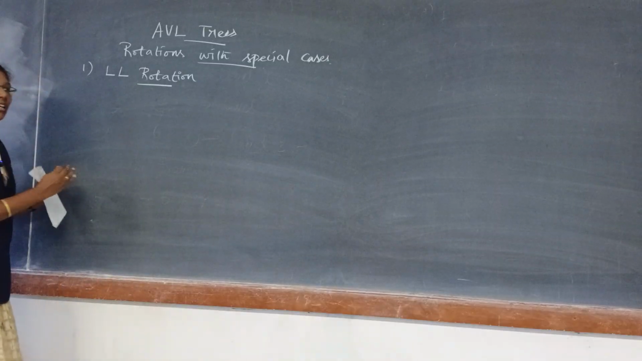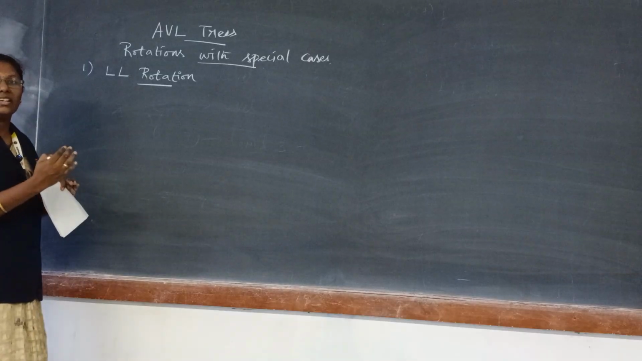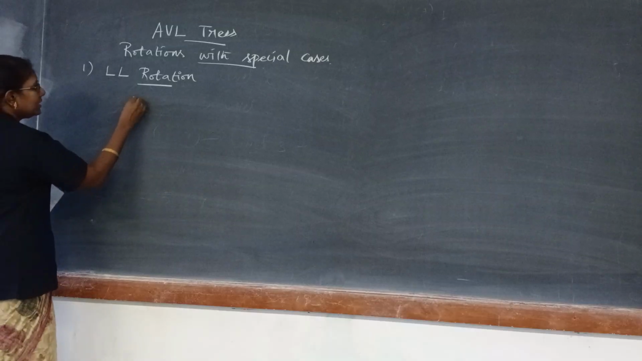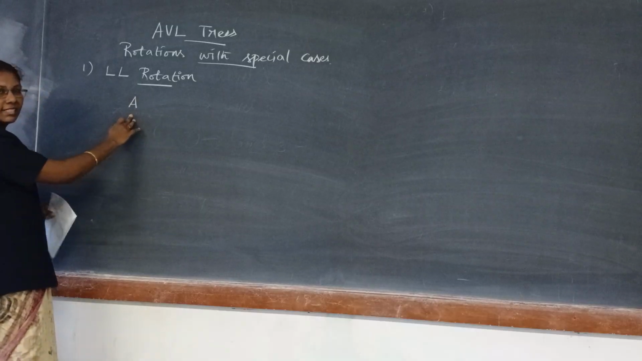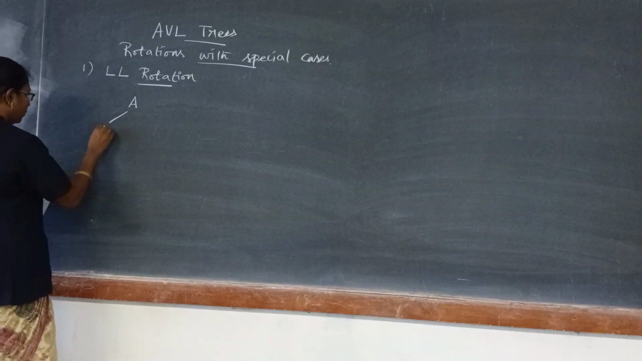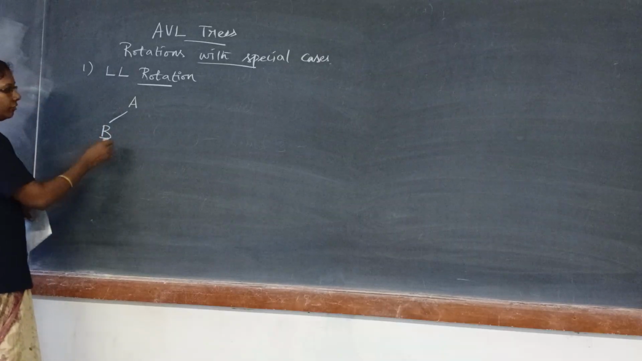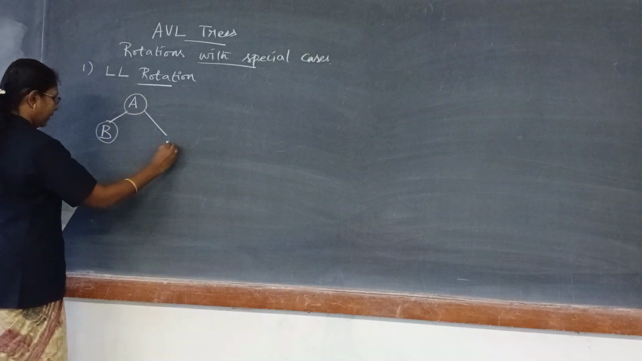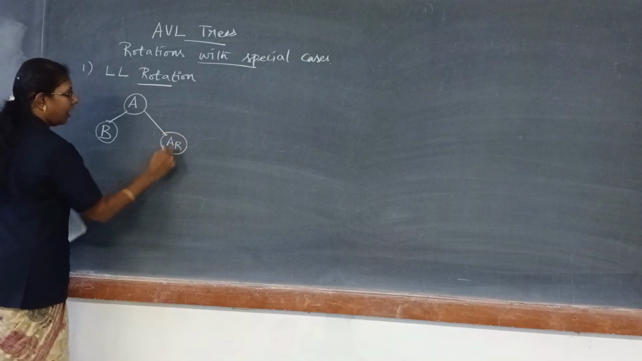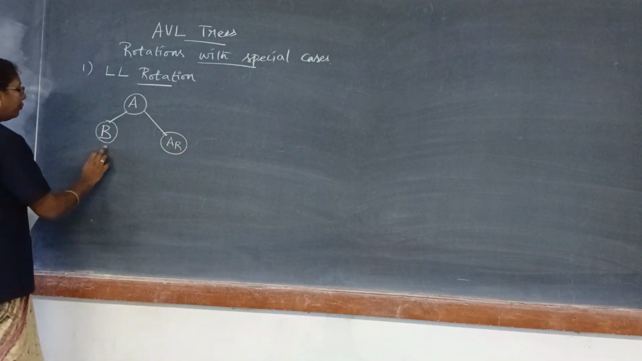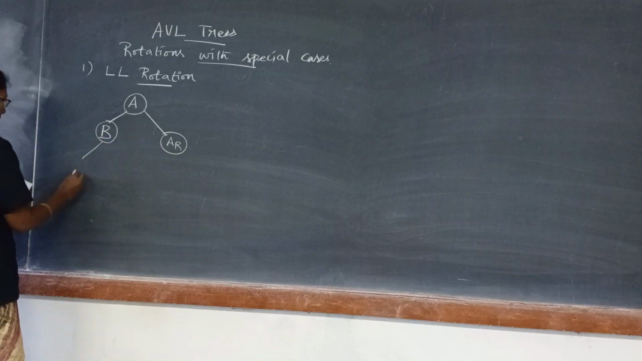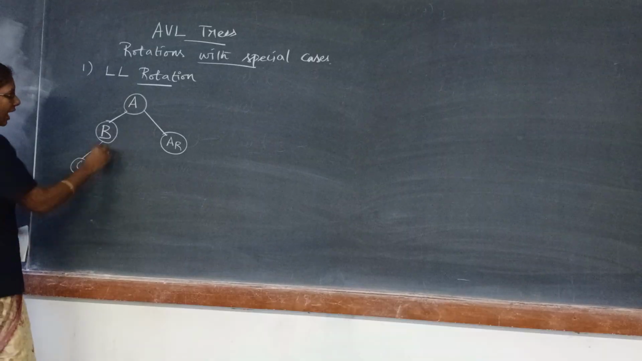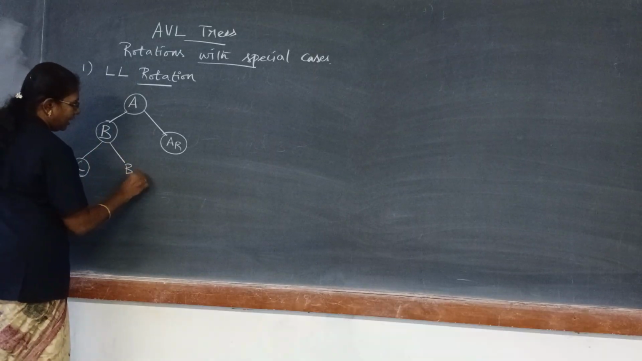Here I am going to explain one syntactical structure for this type of rotation. Consider the structure: A is the root node and there is a node called B which is the left child of A, and A has one right child called AR, where R means right child of A. For B we have a left node C and some other node as the right child of B.